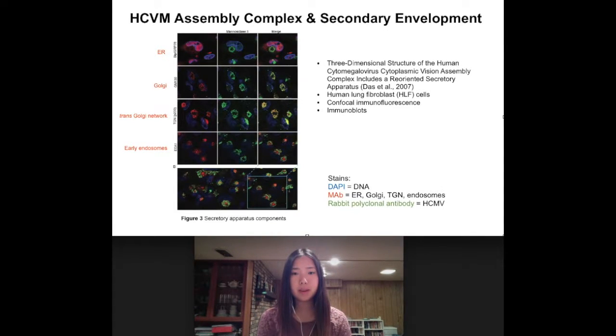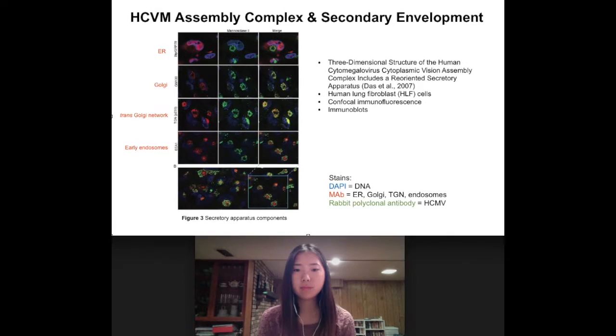This study was done by researchers in 2007 at the Lerner Research Institute at the Cleveland Clinic Foundation. Their main goals were to study the relationship between the assembly complex and secretory organelles, also to see how time played into the remodeling of the cytoplasm after HCMV infection, and then also to see if they could figure out the 3D structure of the assembly complex. And then lastly, these would provide implications for HCMV and its egress.